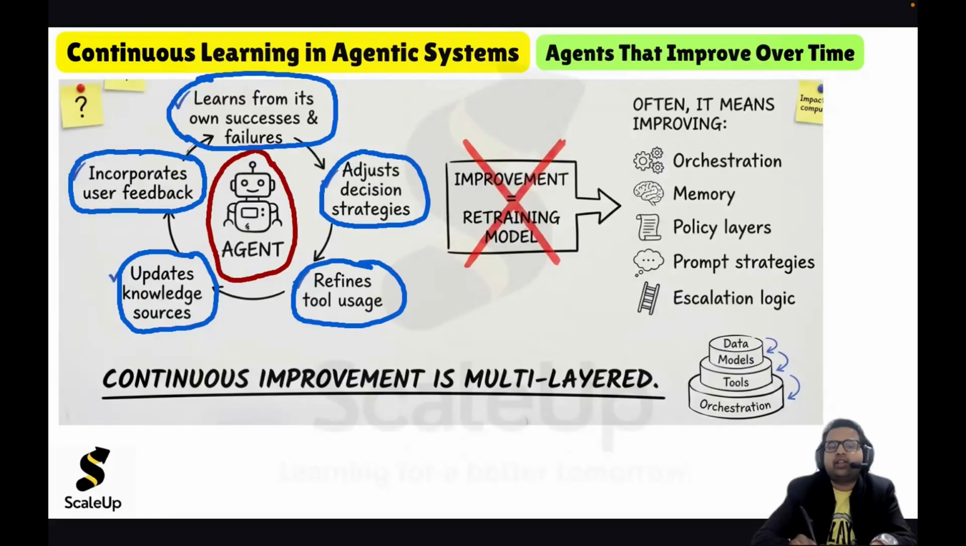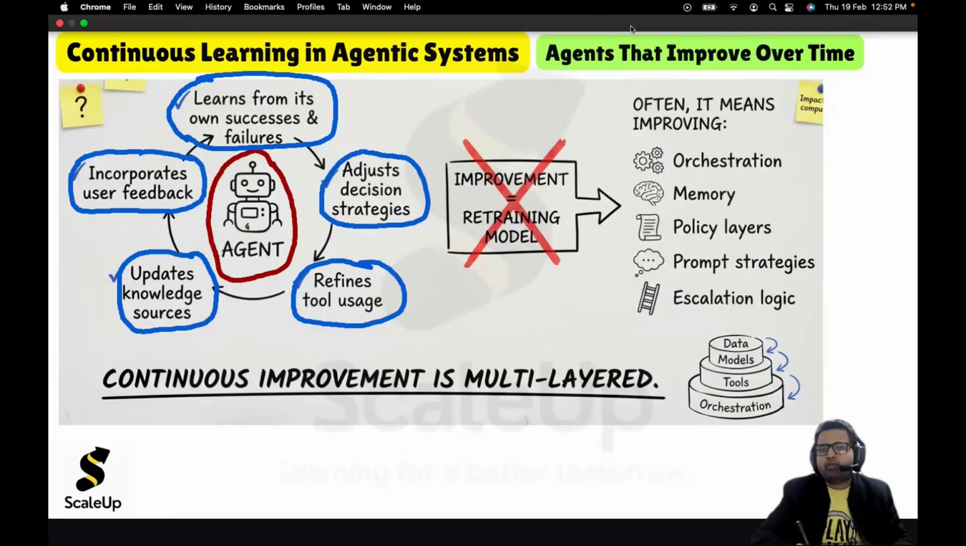So now it's very clear to us that if you want to design a continuous learning agent, then you should have all these capabilities in your agent, wherein your dynamic learning agent should learn from its own success and failure. It should be capable of adjusting decision strategies. It should refine tool usage. It should update knowledge sources. And very important, it should incorporate user feedback.